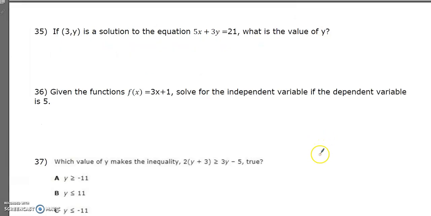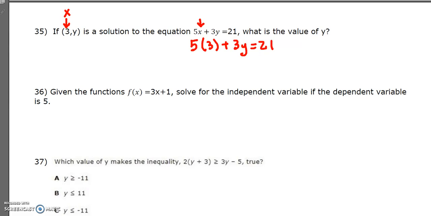Okay, 35 says if 3 comma y is a solution to the equation 5x plus 3y equals 21, what is the value of y? All right, so that's telling us that this is my x value. Okay, so this is my x value, and I'm trying to figure out the y. So that just means I just need to replace this with my x value, and I can figure it out. So if I say 5 times 3 plus 3y equals 21, we have several things we can do to that.